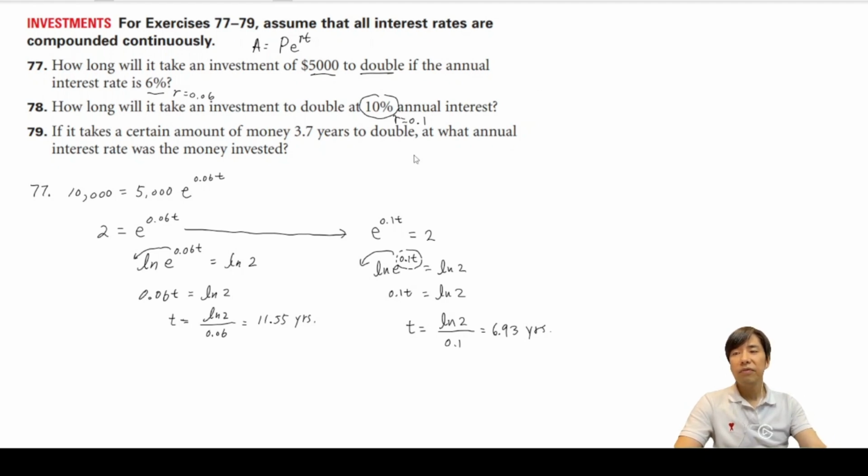79, if it takes a certain amount of money 3.7 years to double, at what annual interest rate was the money invested? So for 79, the investment doubled. So if you started with 1, it doubled. So the final amount is 2. So 2 is equal to 1 times e to the power of, we don't know the rate, r, times t. T is like 3.7 years. So let me rewrite that. 3.7 r.